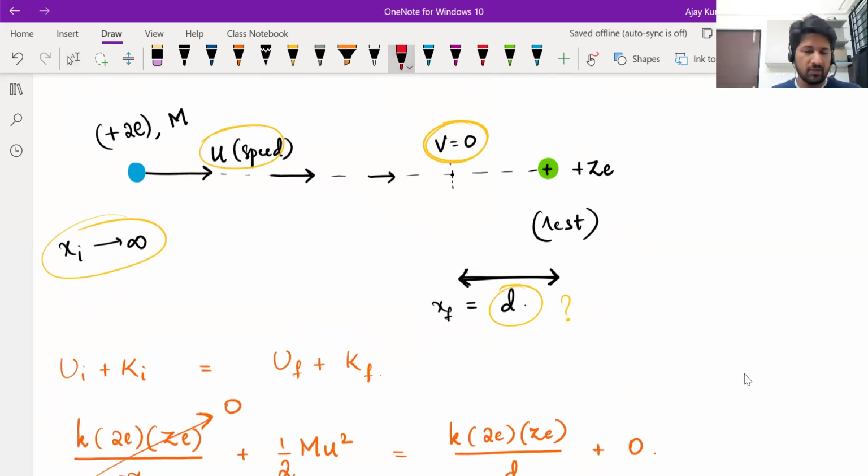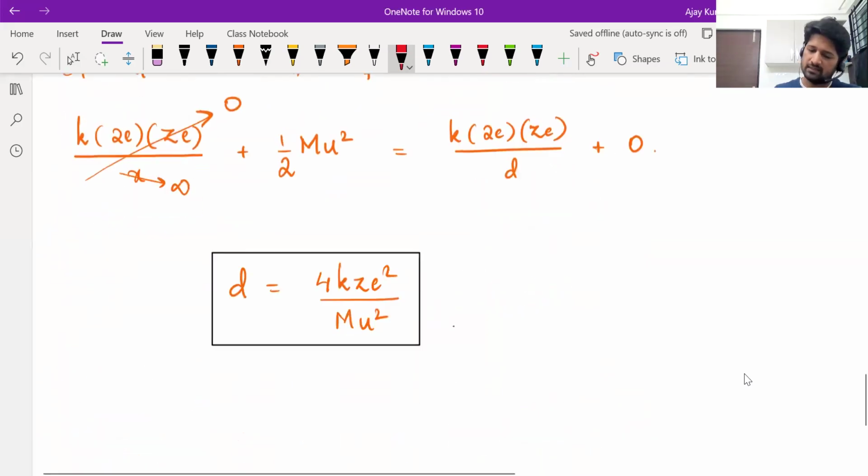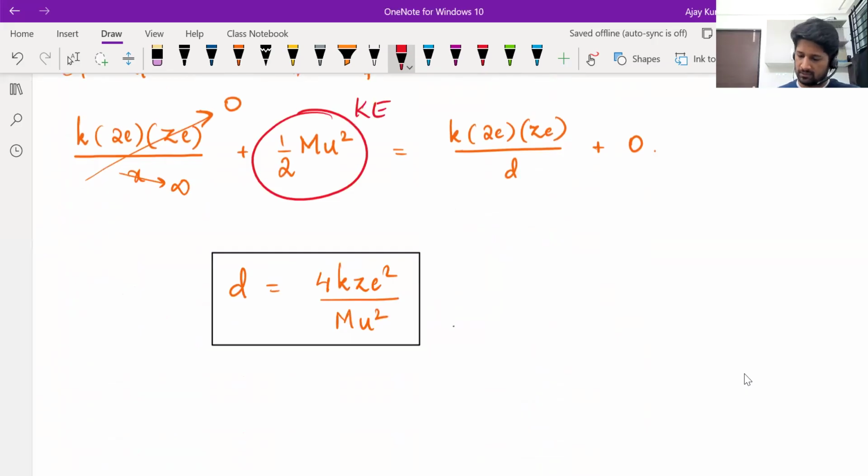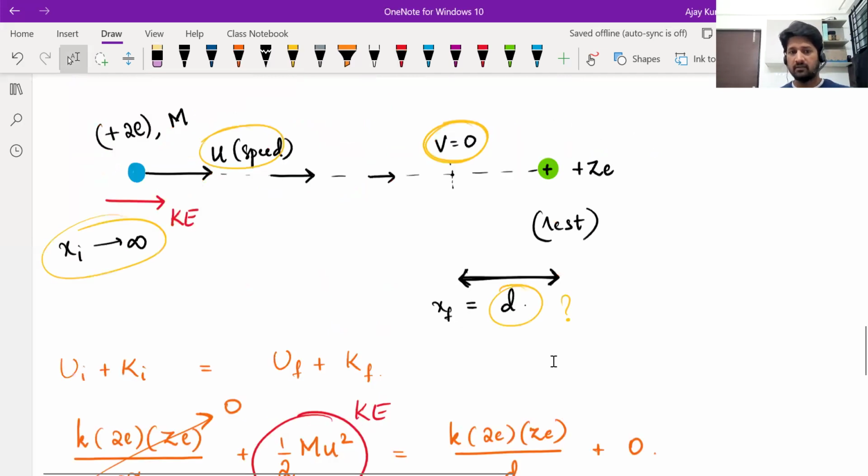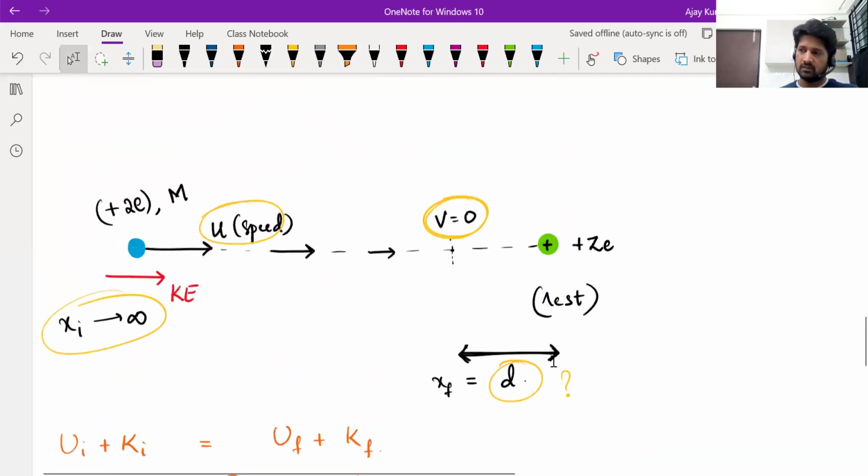Instead of giving you the speed of the alpha particle, they can give you the kinetic energy directly. If they give you the kinetic energy directly, substitute it directly here. Then what does the answer become? You get d is equal to 2kZe square divided by the kinetic energy of the alpha particle. This is also another way to express the distance. And they can even tell you the de Broglie wavelength of the alpha particle. That is another way of asking you the question.